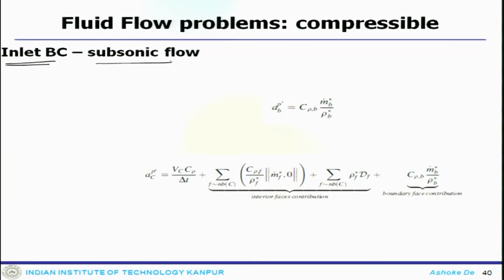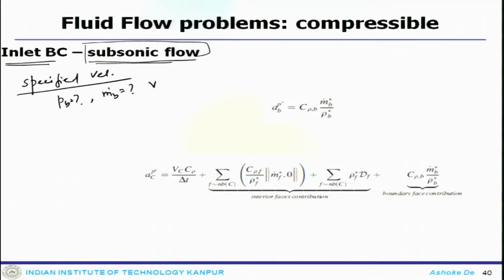One could be subsonic, one could be supersonic. So, let us first start with the inlet but subsonic flow. If it is subsonic flow, and then it could be specified velocity. If that is the case, your Pb is not known, m dot b is not known, but Vb is specified.